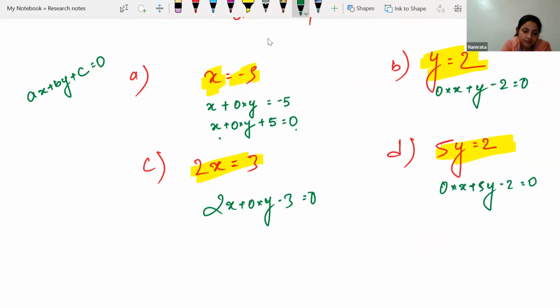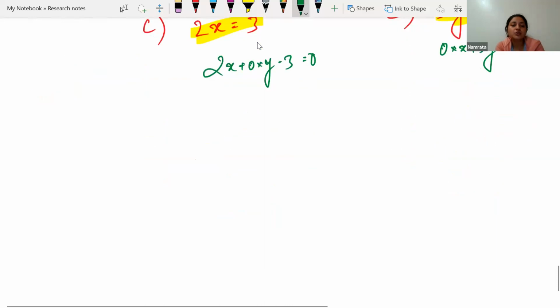So, this was the next concept. After that, we have the solution of a linear equation, which I was talking about in the very beginning. As I said to you, a linear equation in two variables will have infinitely many solutions.